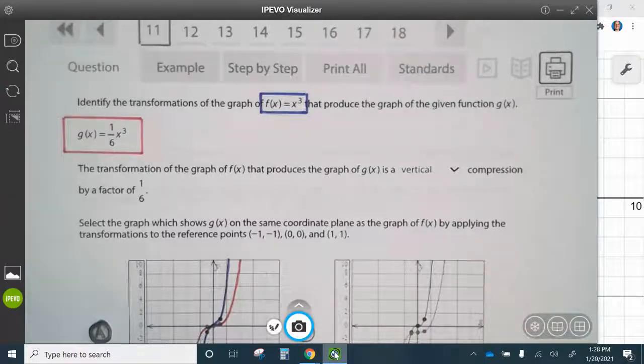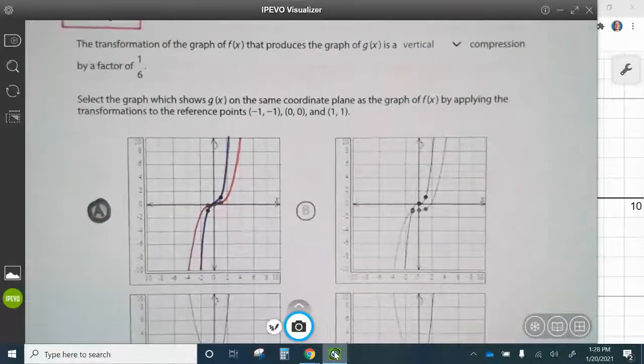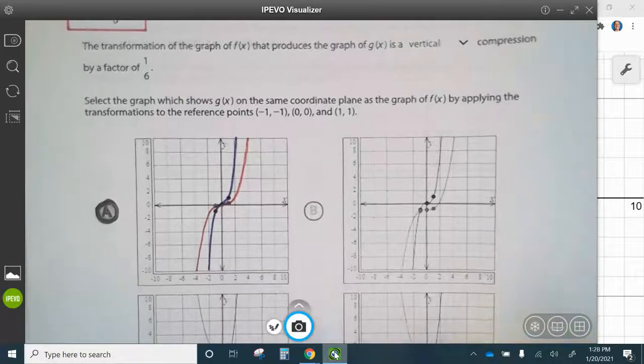Now let's look. The transformation of the graph of f of x that produces the graph of g of x is a vertical compression by a factor of 1 divided by 6. And we can see that it matches graph A. All right, let's take a look at question 12.